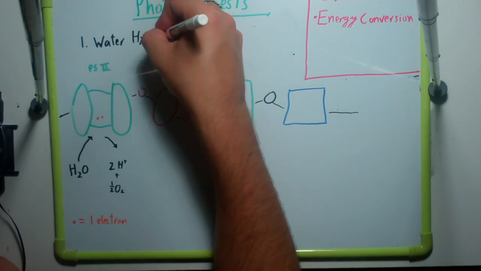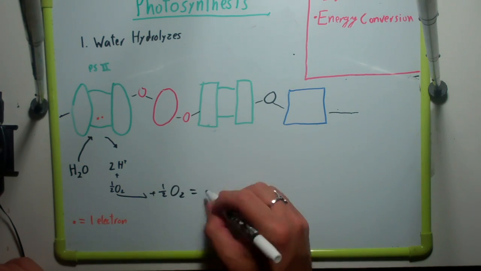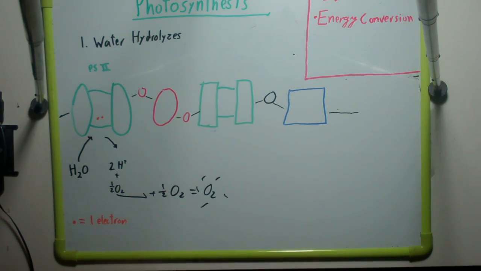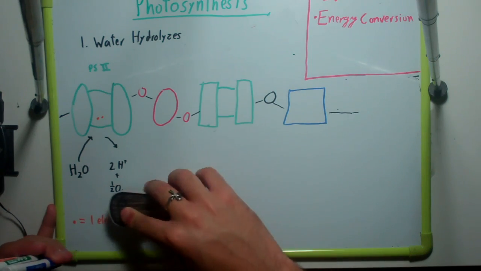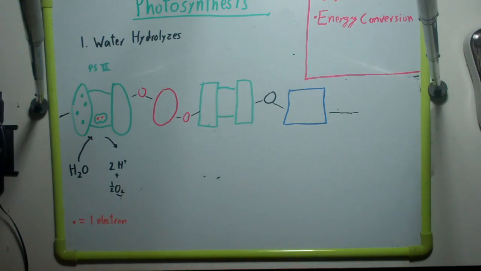That oxygen that comes out pairs with other lonely oxygens, and together they form oxygen gas and leave the cell. And that is what makes plants, algae, and cyanobacteria the great oxygenators of the planet, and the reason why we're all alive. And these protons have another role to play, so I'll get back to that.